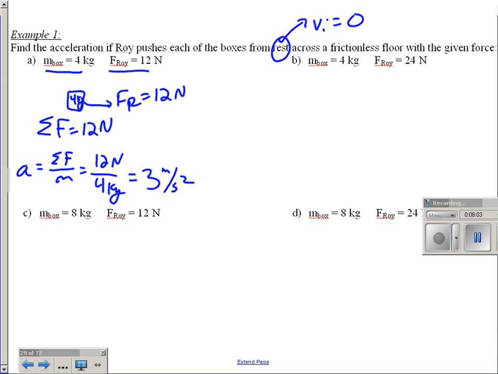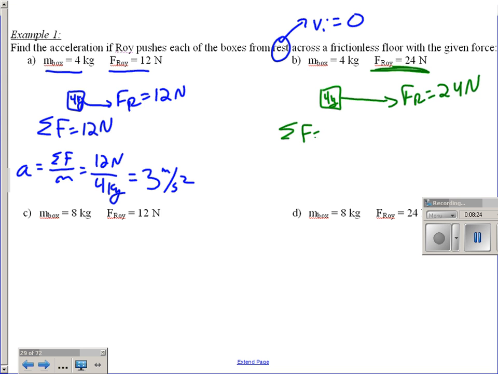Now, in part B, everything is the same except we're pushing with twice as much force. Look, we're pushing with twice as much force. So you're going to have the same box, 4 kilograms. But now the force of Roy is significantly bigger. It's 24 newtons. So think about this before we calculate it. If you push something harder, is it going to move more or less? It's going to move more, right?